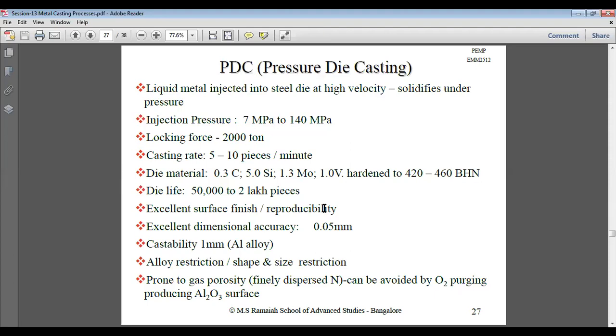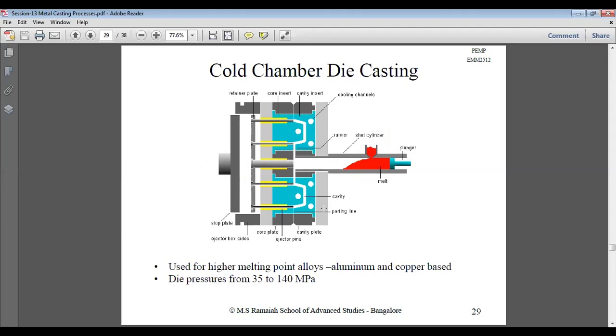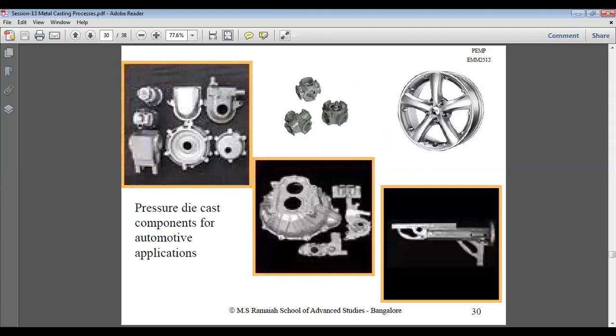As we have told, only in pressure die casting do we apply external pressure rather than gravitational pull or gravitational acceleration, whereas in all other types of casting we use gravitational pull as the source of energy. In those cases we pour the molten metal into the mold, and in this case we apply pressure in order to put the molten metal into the mold. So this is hot chamber die casting, again using pressure. Then cold chamber, again using pressure. So these are PDC or pressure die casting. Alloy wheels and different aluminum and automobile parts are made by PDC, both hot chamber and cold chamber.